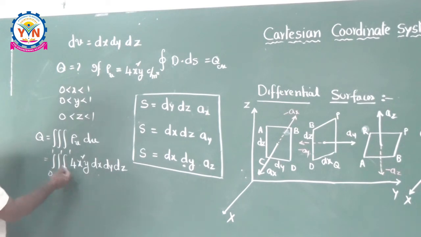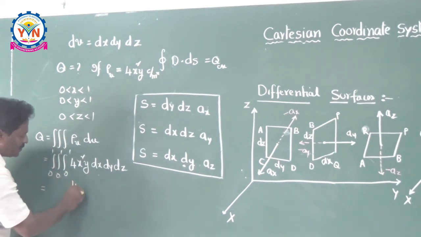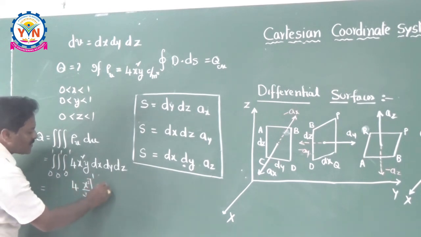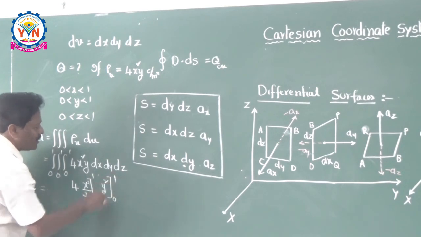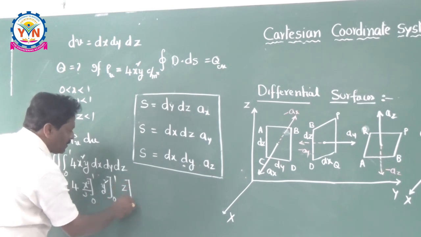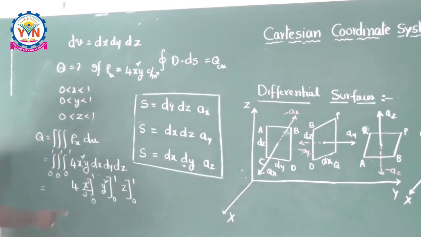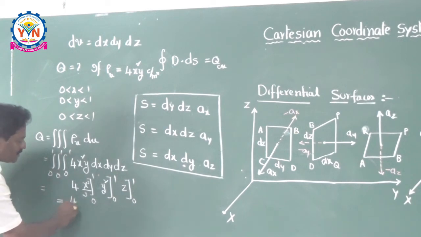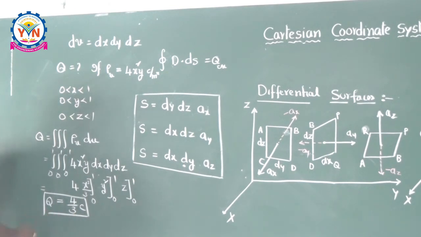To integrate it, 4 is a constant. Next, for x squared we get x cubed by 3 between the limits 0 to 1, y squared by 2 between the limits 0 to 1, and for z, it is z between 0 to 1. So it is 1 by 3, and it is 1. So this is equal to 4 by 3 coulombs. So Q is equal to 4 by 3 coulombs is the answer.